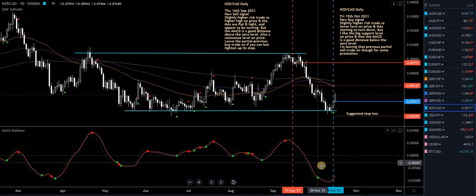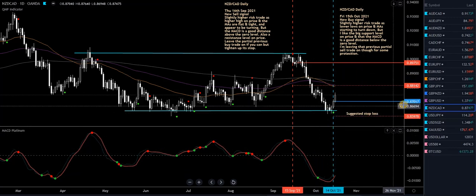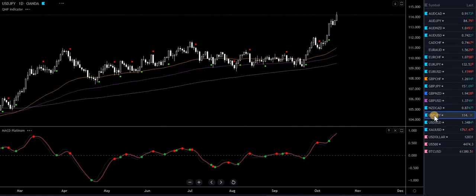It's a slow mover, which is sometimes, it's probably the only CAD pair I like to trade, as you can tell by my watch list, or CAD Swiss there. All right, USD Japanese Yen.